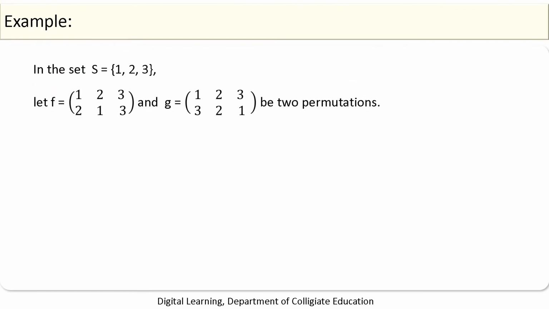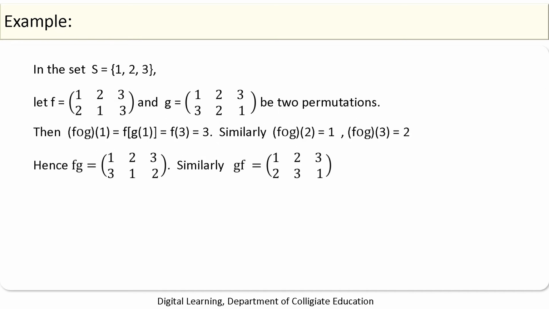Let us understand the composition of the product with the help of an example. Consider a set S which contains three distinct elements, which is a finite set {1, 2, 3}, and let us define the two permutations F and G as given here. So consider the product here, G composition F of 1. G composition F of 1 is defined according to the definition as F of G of 1.